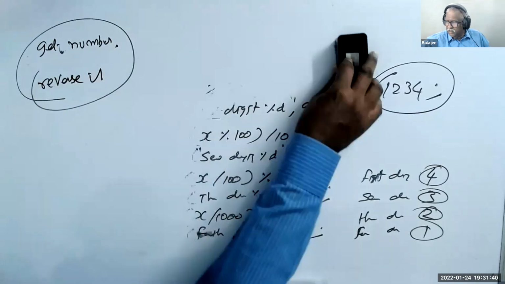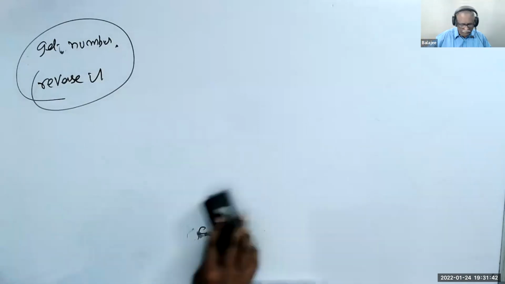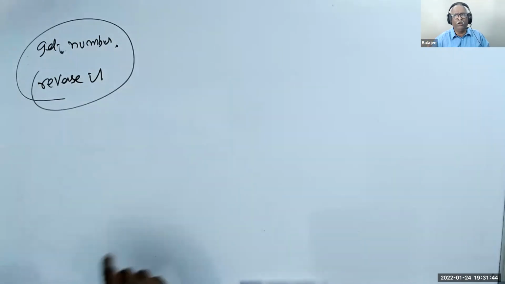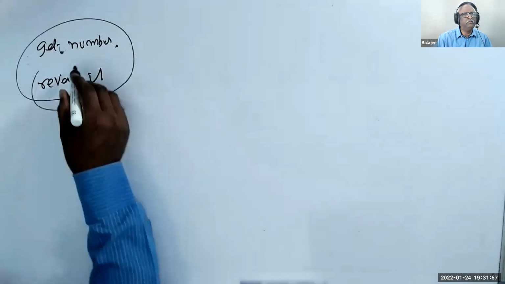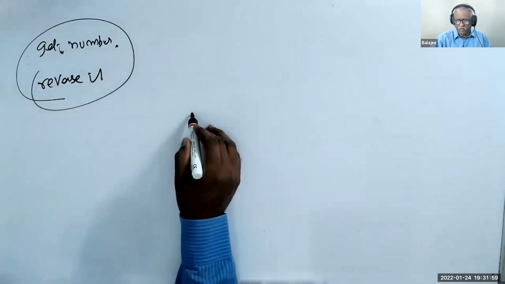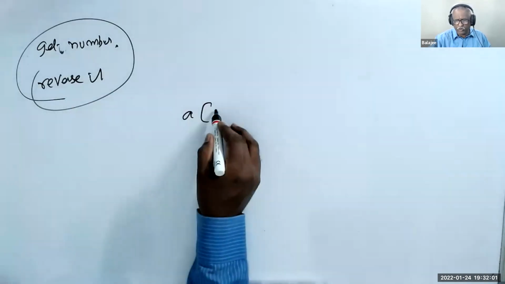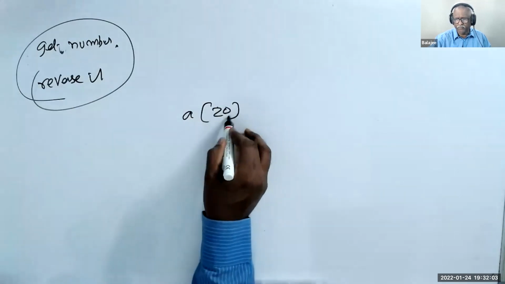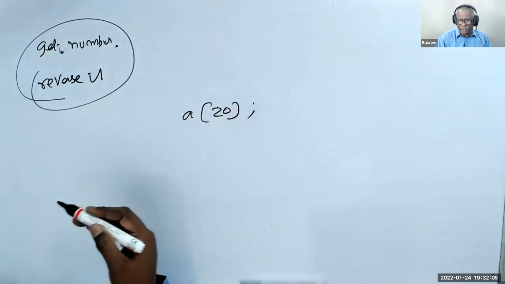One of the ways is doing a loop and doing the thing. And then the second method is quite simple. You can first find out the length. You declare an array. You can solve the problem with the array method also. Let's say you have an array of 20. Find out the length.